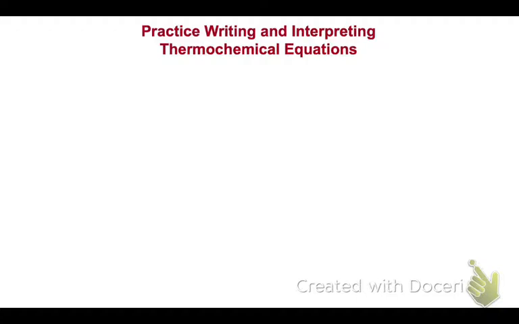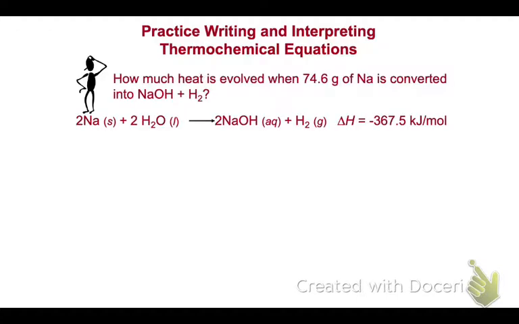Let's practice writing the delta H and how we can use it to learn about a chemical equation. How much heat is evolved when 74.6 grams of sodium is converted into sodium hydroxide and hydrogen gas according to the following equation? This is a balanced chemical equation.